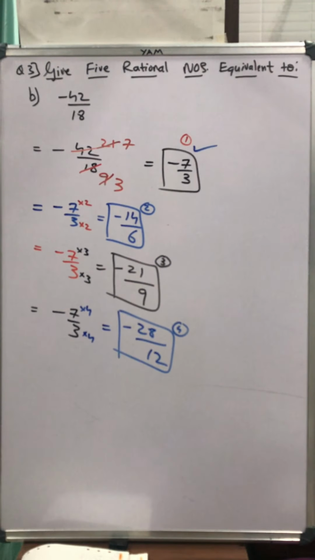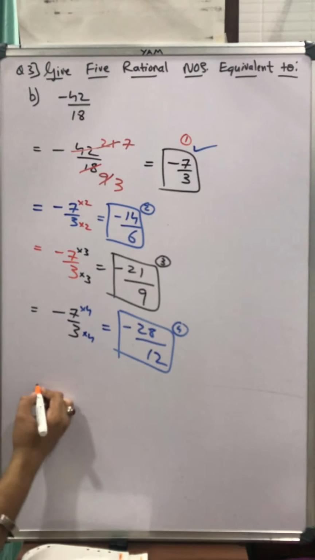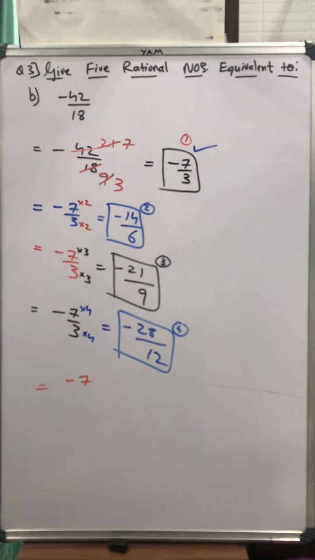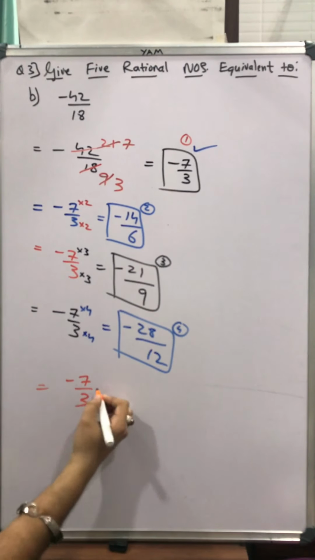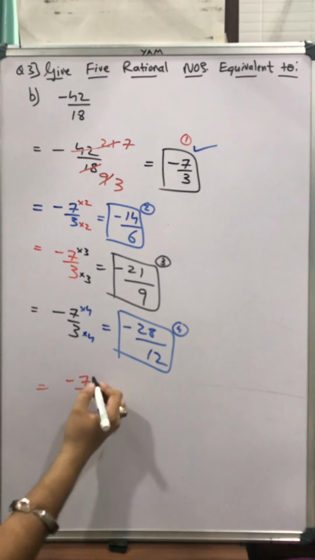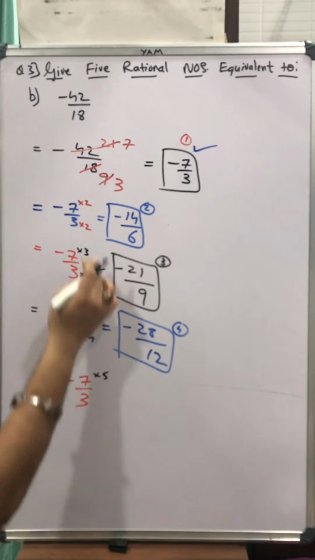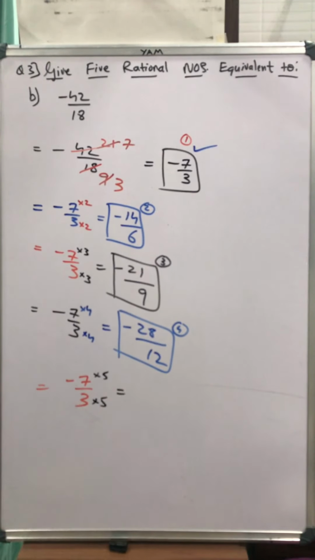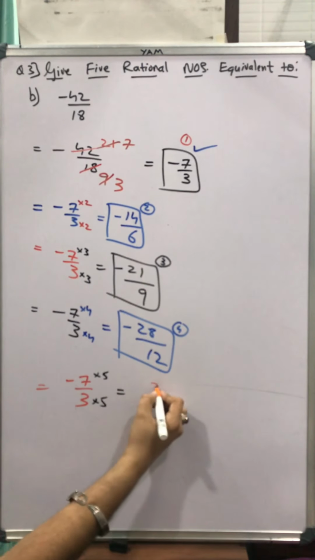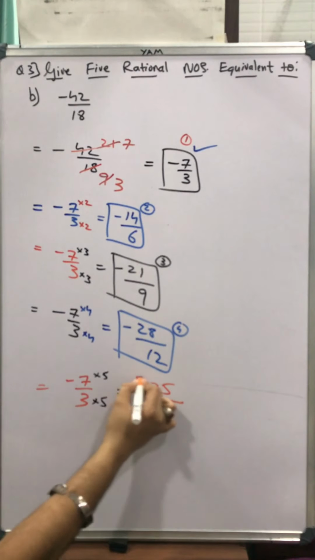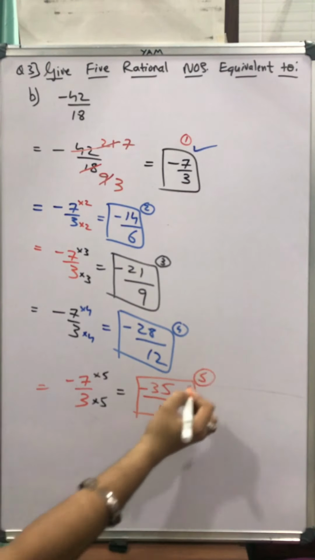Now what to do? Now I'll do the fifth one, the fifth rational number. Once again I start with this minus 7 upon 3, the reduced form. Now I'll multiply the numerator and denominator with 5, because here I multiplied with 2, 2, 3, 3, 4, 4 and now with 5, 5. So now you tell me. 7 5s are 35, so 35 upon 5 3s is 15. Minus remains as it is. Don't forget the minus sign. This is my fifth rational number.